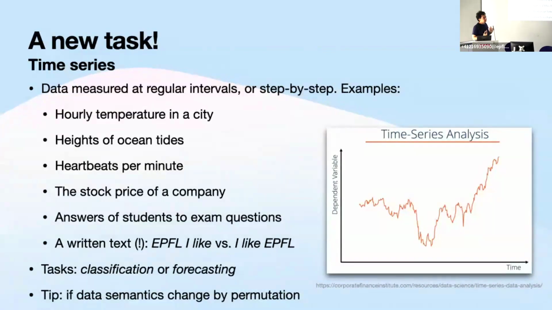A tip to know if data is time series or not is that if the semantics of the data change by permutation, it's a time series. For example, in the task of predicting prices of a house, given the area of the house, the features of the house, and these kinds of things, it doesn't matter what the order is. If I first give you the area of the house and then the features, it's not different than if I first give the features of the house and then the area. But with heartbeats per minute, if you're doing an exercise, it would increase over time, right? So if you just permute the data, the data semantics change. The meaning of data changes.